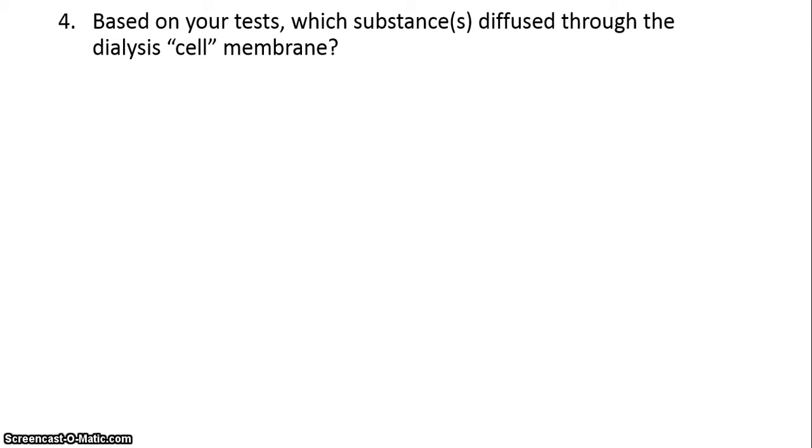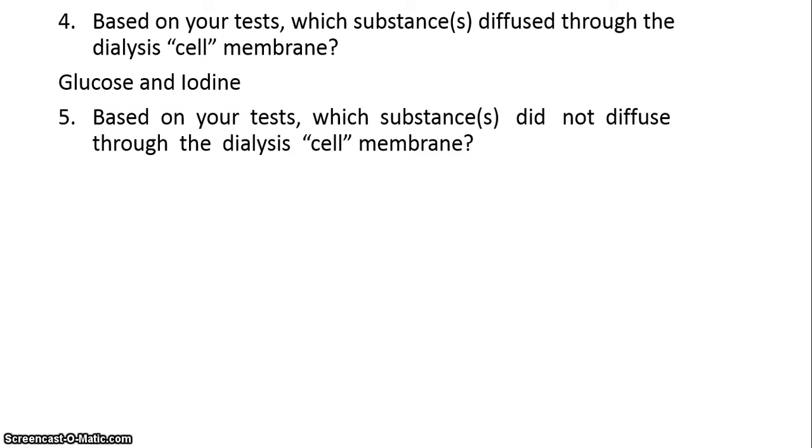All right, so number 4, based on your test, which substances diffuse through the dialysis cell membrane? So we tested glucose and we ran iodine tests. Those are the two that we know for sure passed through that membrane because we tested for them or we saw a color change. We also know that starch did not diffuse through the cell membrane because there was no color change outside.